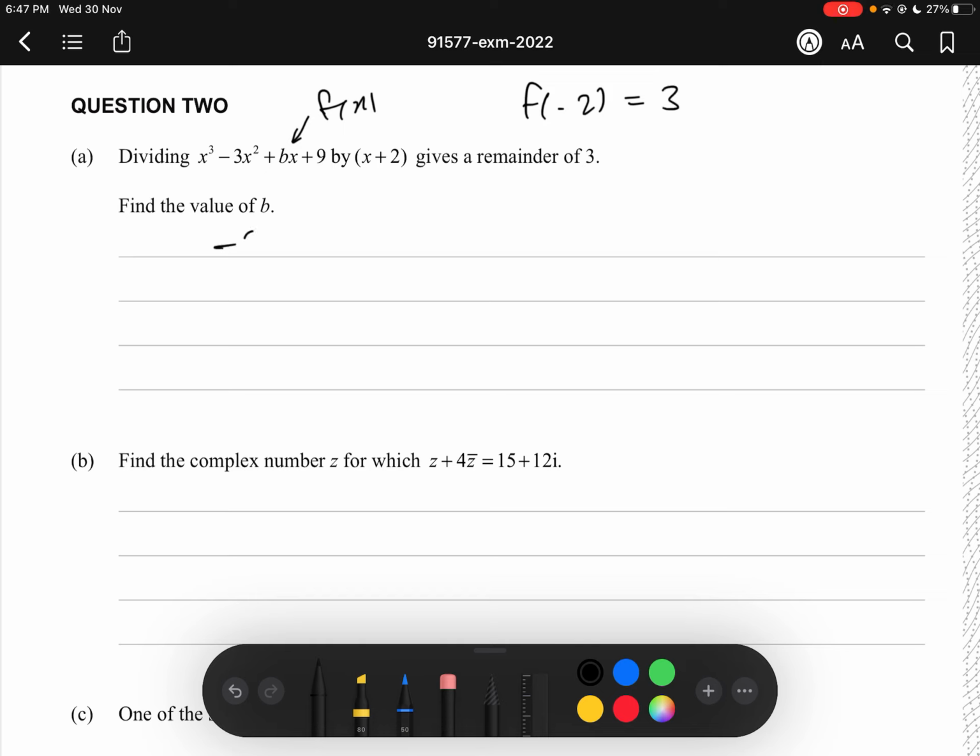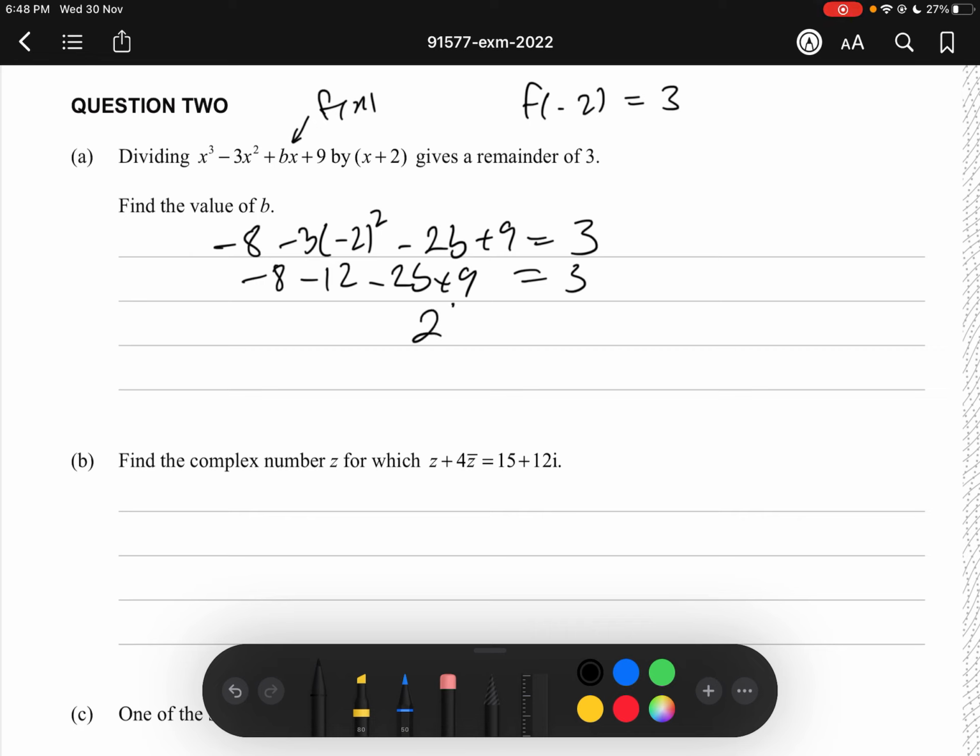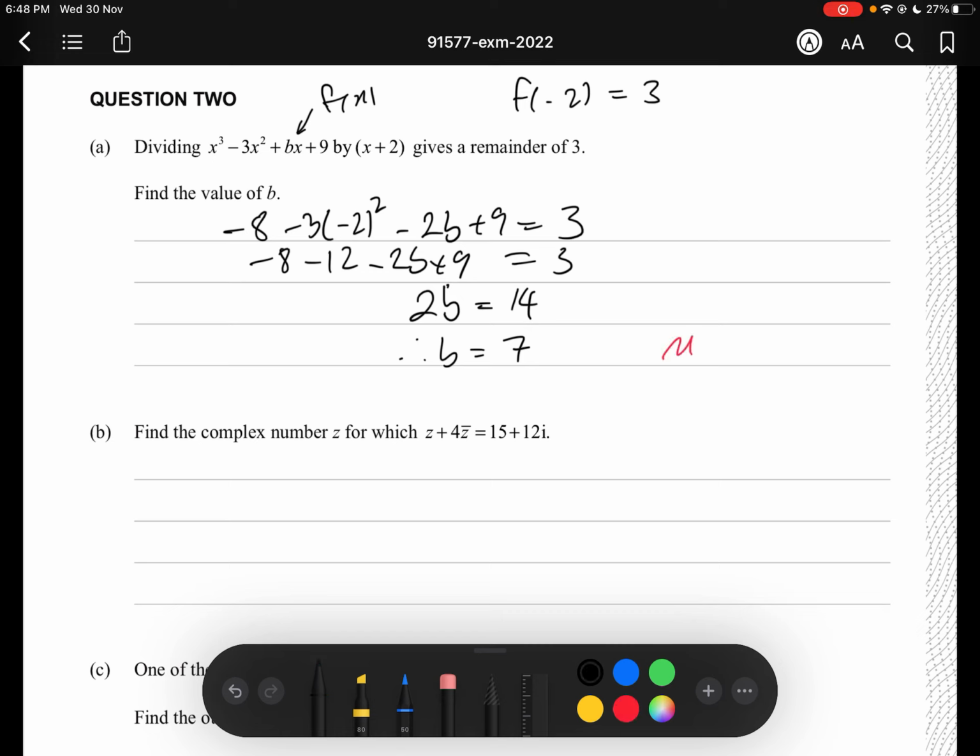So negative 2 cubed is negative 8 minus 3 times negative 2 squared minus 2b plus 9 equals 3. We have negative 8 minus 12 minus 2b plus 9 equals 3. And we should see that, okay, so 3 minus 9. So 2b equals 14, and therefore b equals 7. And this should just be an achieved question there.